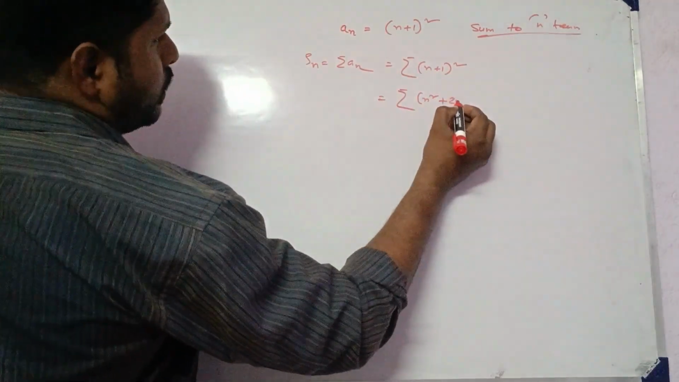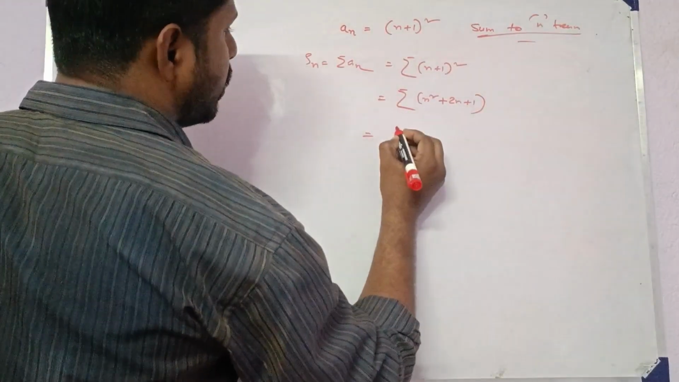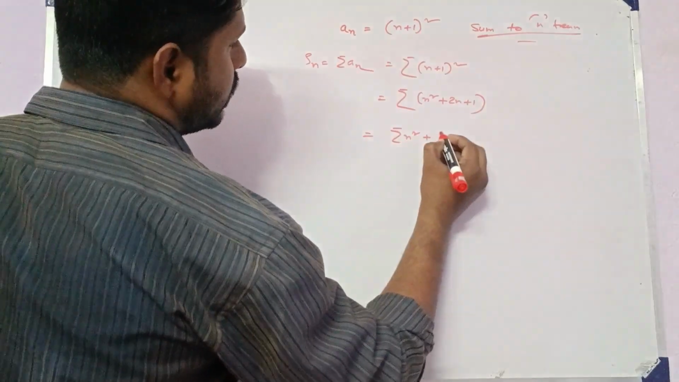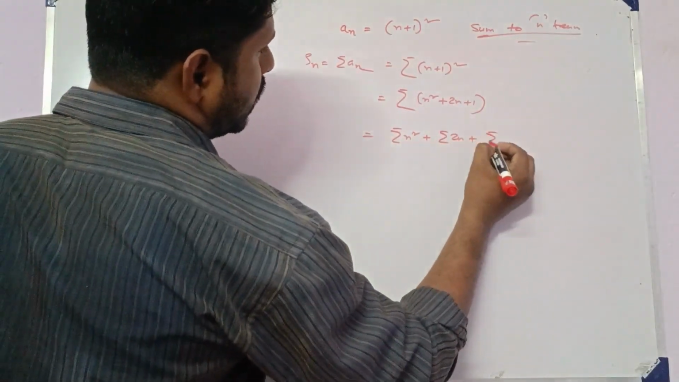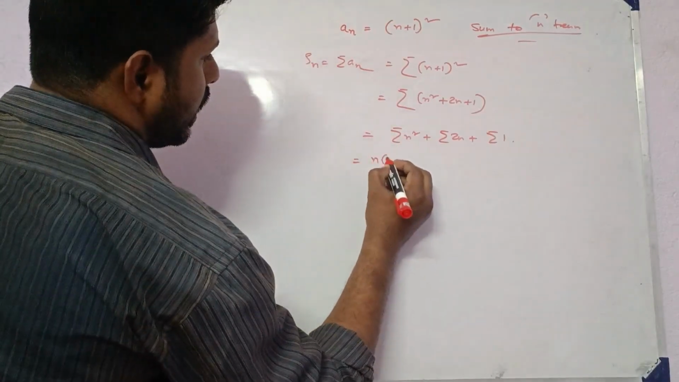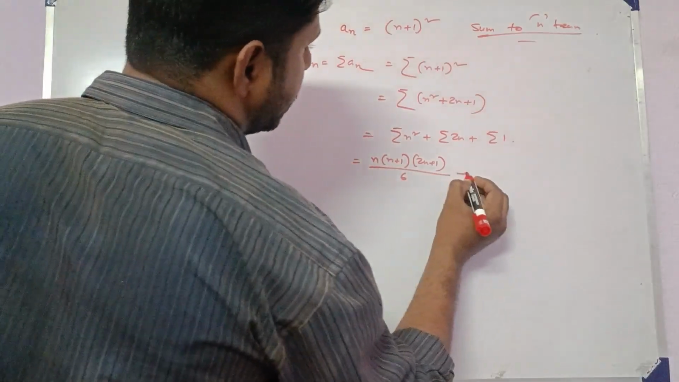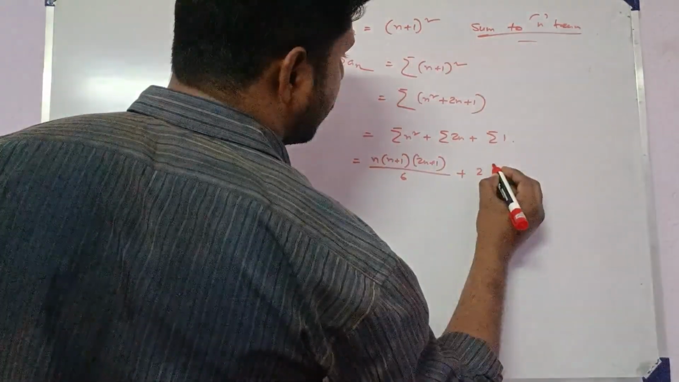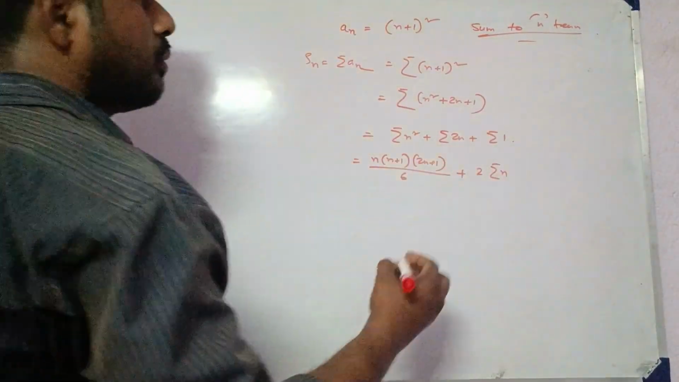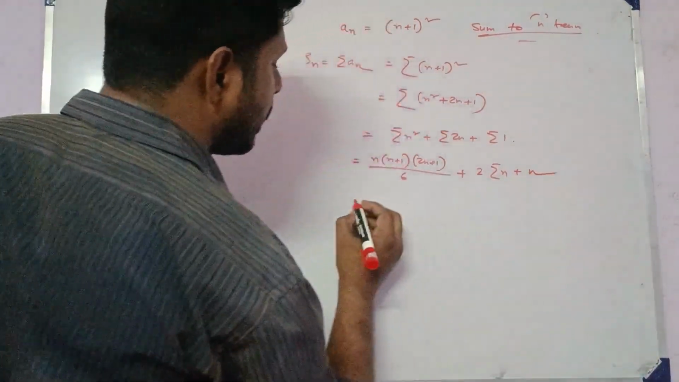So n square plus 2n plus 1. The sum to n terms, okay. The summation gets distributed: summation n square plus summation 2n plus summation 1. The summation n square is n into n plus 1 into 2n plus 1 by 6. Summation 2n, at first 2 will come outside of summation as it is a constant term. And summation 1, meaning adding 1 n times, that is n.